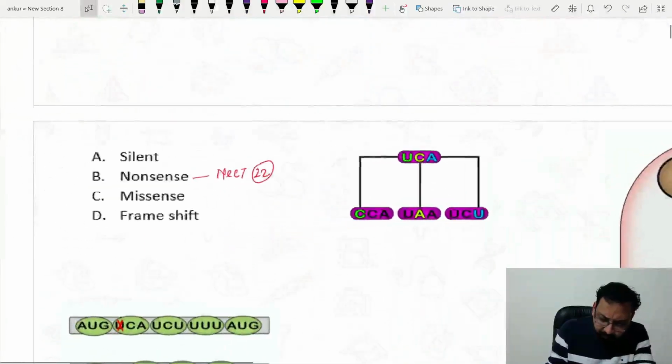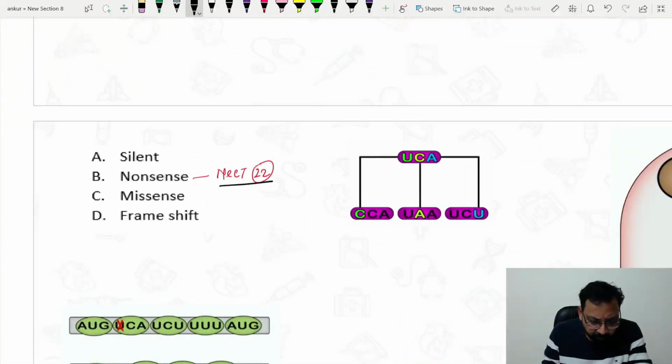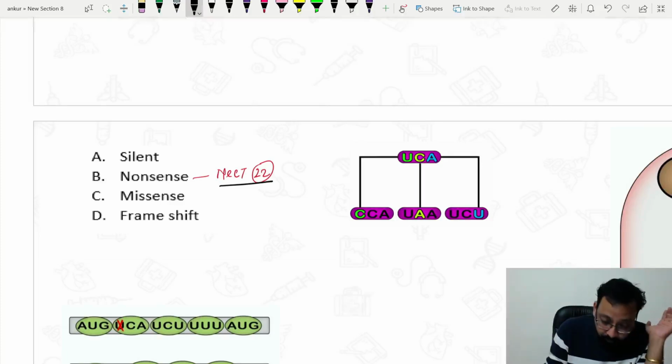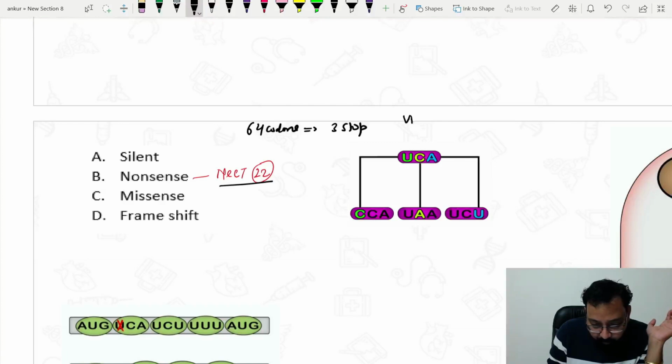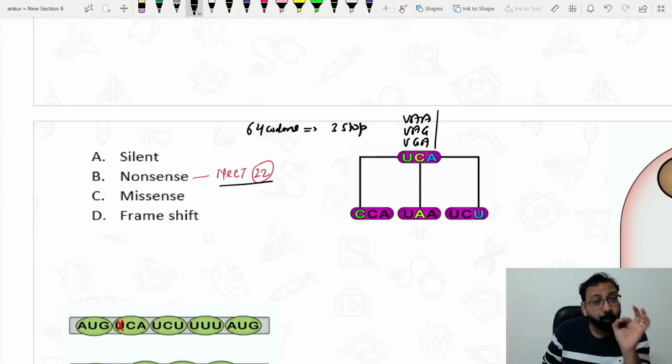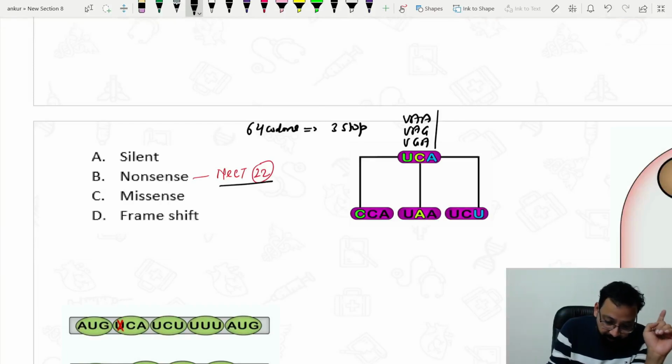First question, which was asked in NEET 2022, is on nonsense mutation. You all know that there are 64 codons. Out of 64 codons, 3 stop codons are there: UAA, UAG, UGA. These are the 3 stop codons. Whenever a codon is replaced by a stop codon, that is called nonsense mutation.